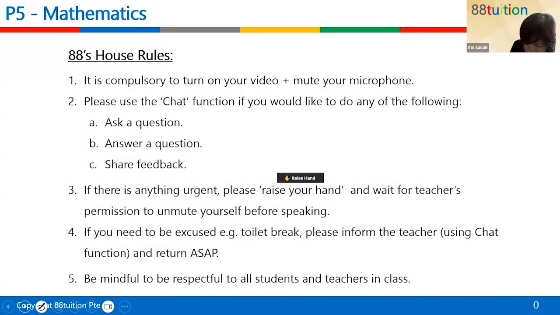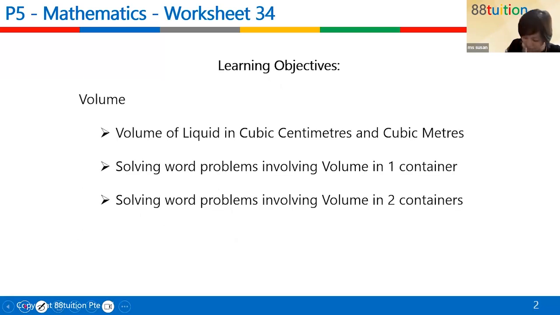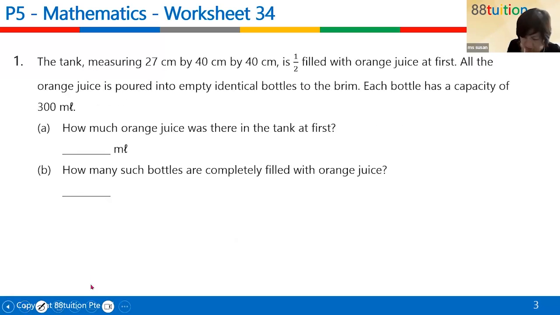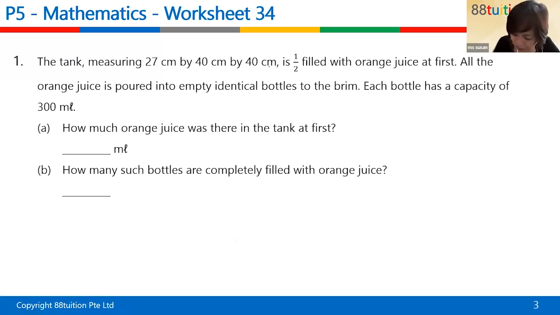Okay, all right, let's start for today's lesson. Let's take a look at question number 1. It's about the tank measuring 27, 40, 40. And this is being half filled with orange juice at first.